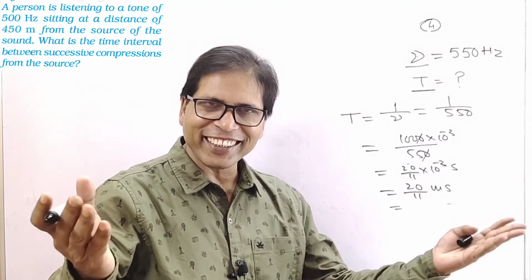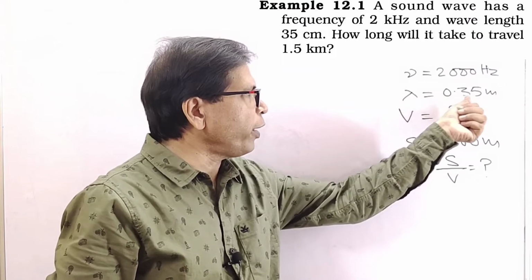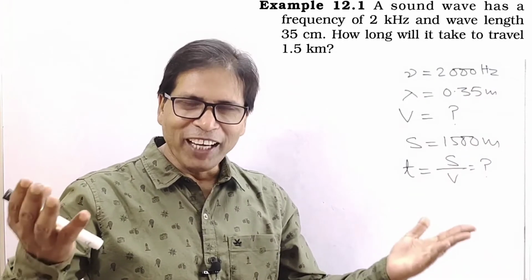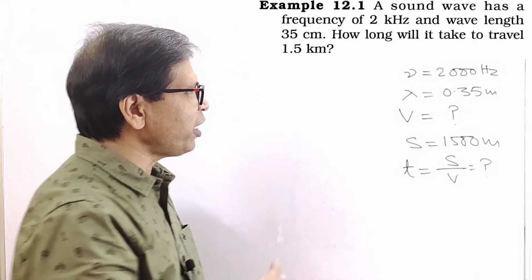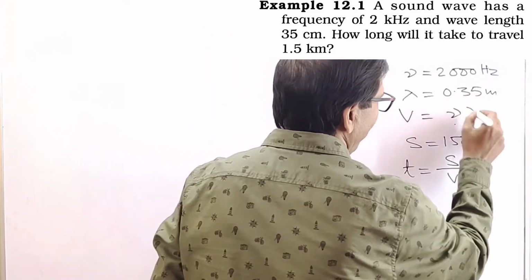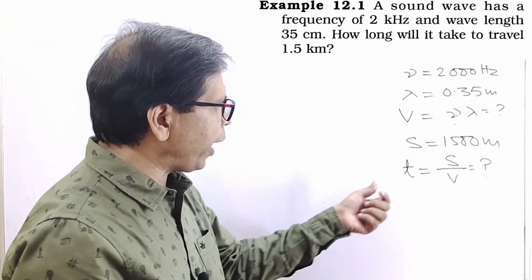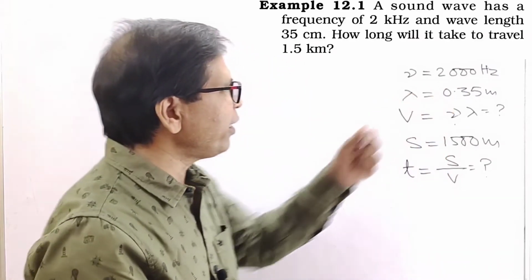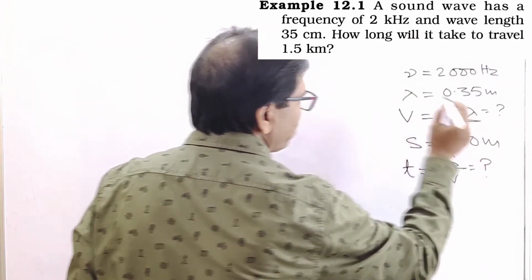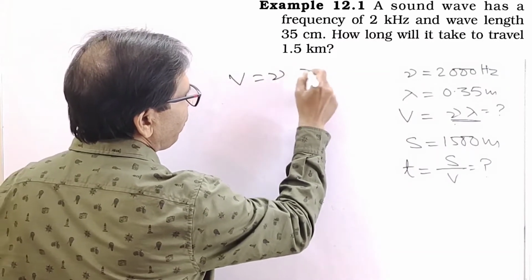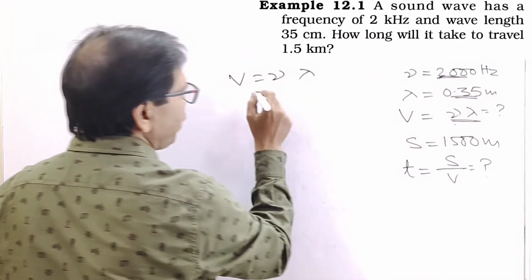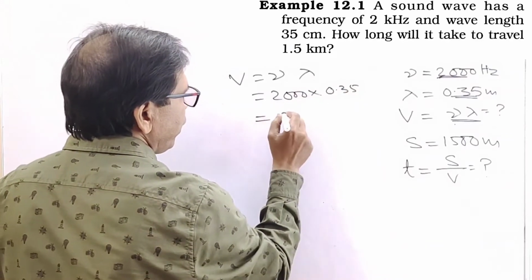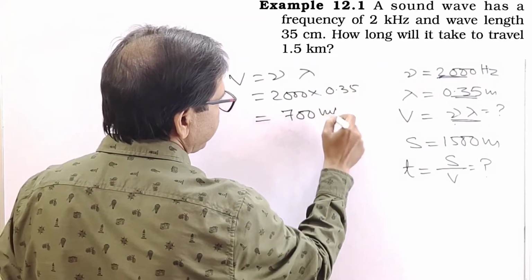Okay, understood? Next. The wavelength of a wave is 0.35 meter and the frequency is 2000 Hz. We have to calculate the velocity of the sound wave, v, which is equal to nu into lambda. Okay, now we also have to calculate the time to propagate the sound wave 1500 meters. First of all, we have to calculate the velocity of the sound wave. Here v equals nu lambda. Nu is given, lambda is also given. So this is 2000 into 0.35, which is 700 meters per second.